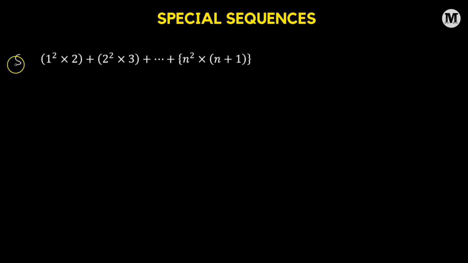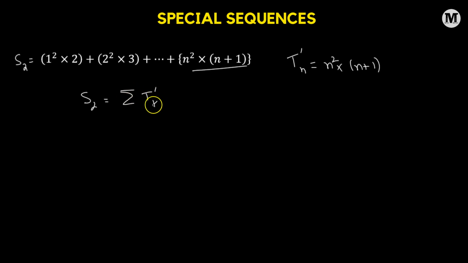Now we're going to assume that this sum is S2. We have 1 squared times 2 added to 2 squared times 3, all the way up to n squared times (n plus 1). So here this is going to be the nth term. Let's call it the nth term of the series, t prime n, given by n squared times (n plus 1). Now in order to find the sum S2, all we have to do is take the summation of the nth term t prime k, where k runs from 1 to n.